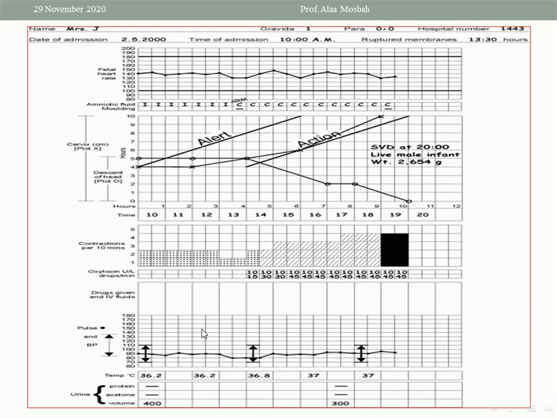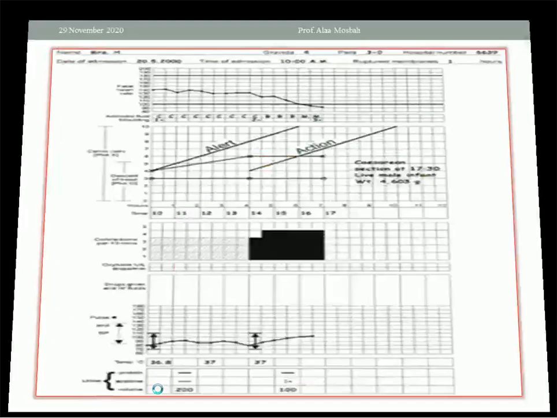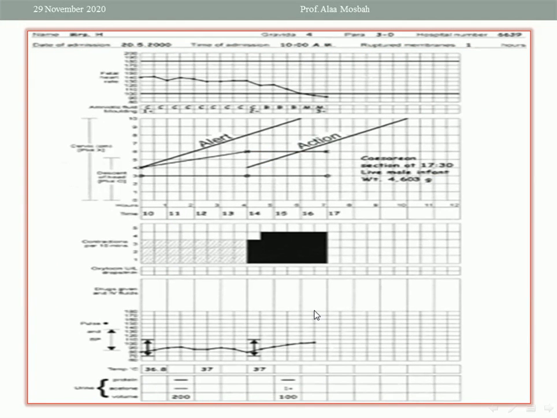What about the maternal parameters? They were normal: the pulse, blood pressure, temperature, and normal character of the urine. Another case. What about the fetal heart rate pattern? At the start of the labor it was normal, in the active phase, then it lowered below 100, so there is fetal distress. What about amniotic fluid? It was clear, then became meconium stained here.